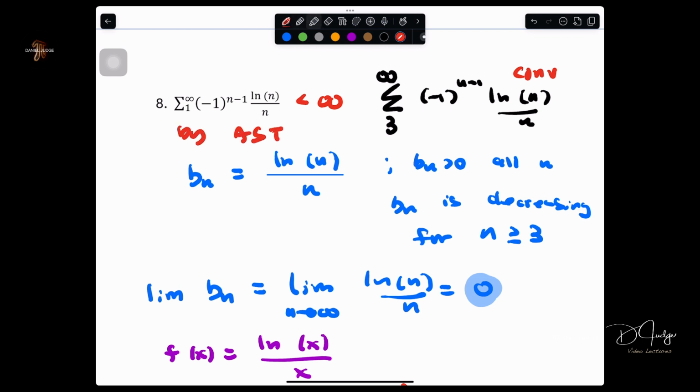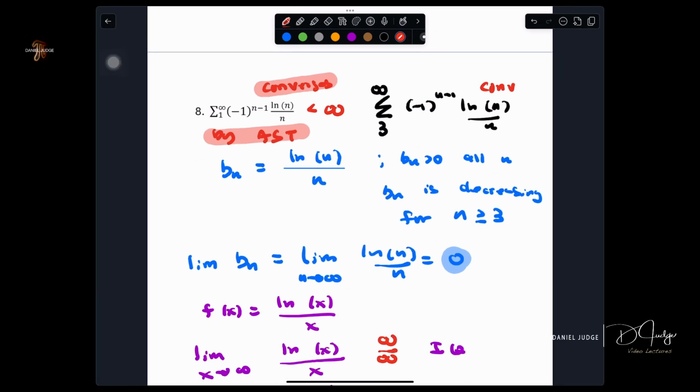We're just taking a finite number, whatever that is, and adding or subtracting a few more finite numbers. So this series converges. Okay.